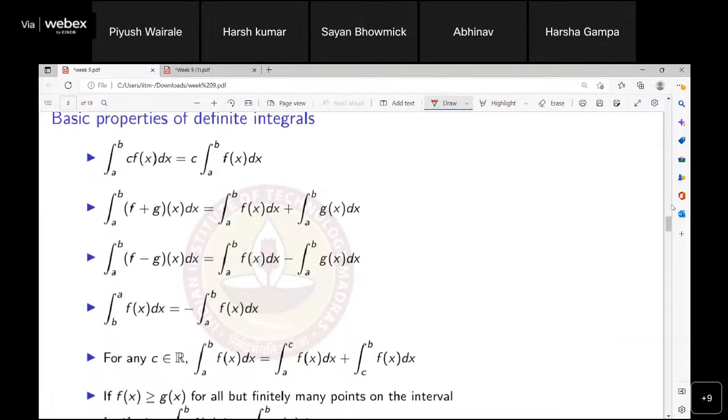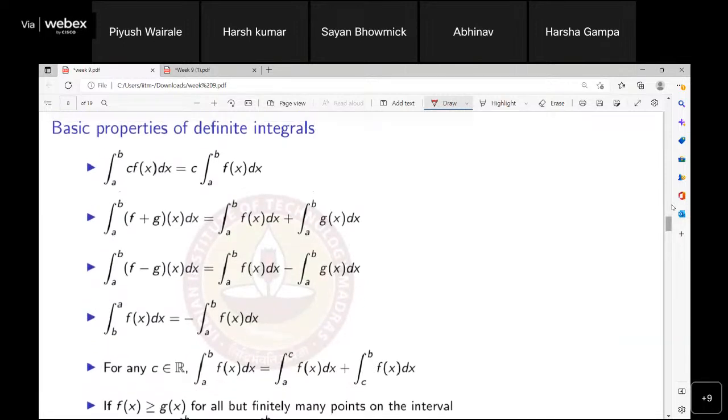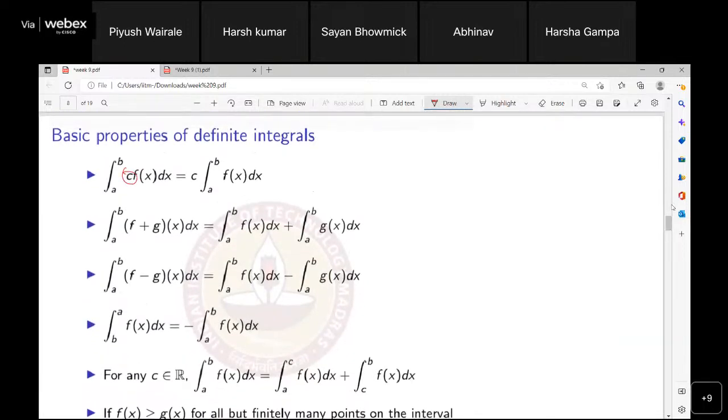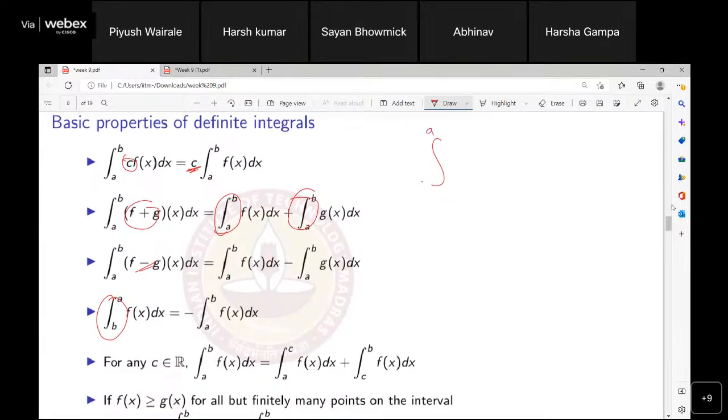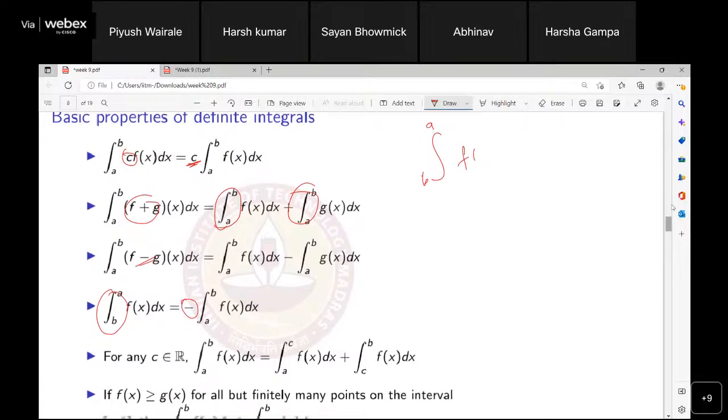And these are some basic properties of definite integral. If we have the constant, we can take it outside the integral. If there is summation, we can transfer this integral to individual terms. Same for subtraction, right? And suppose I have an integral from b to a, so write this. I can change it to a to b by just putting the negative sign, right? This is one of the things.